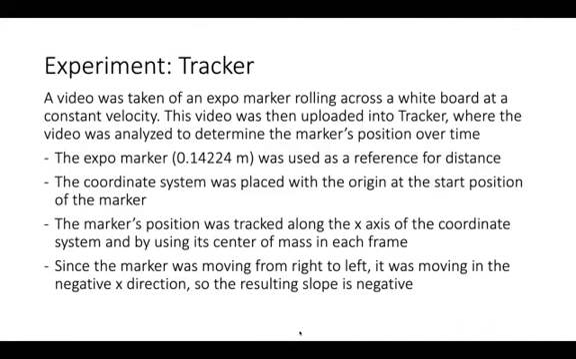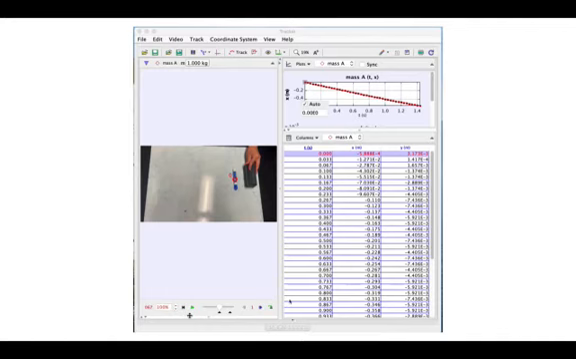The coordinate system was placed with the origin at the start position of the marker. The marker's position was tracked along the x-axis of the coordinate system and by using its center of mass in each frame. Since the marker was moving from right to left, it was moving in the negative x direction, so the resulting slope is negative. Here is what tracker did.